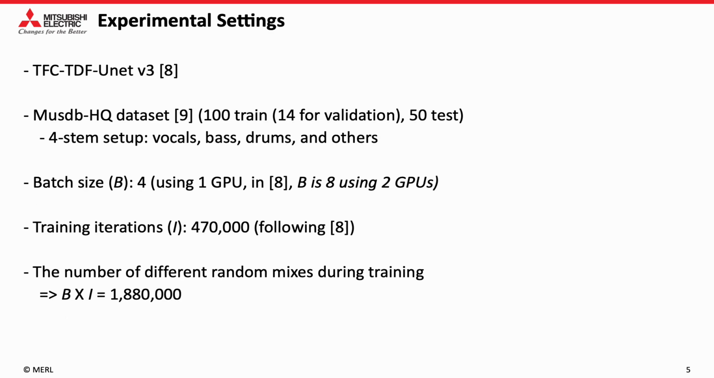Before diving into the experiments, let me explain our setup. Here we use TFC-TDF-UNet version 3, which is one of the winning architectures in last year's Music Demixing Challenge. And we use the MUSDB18-HQ dataset, which is the standard benchmark data in music source separation, and we follow the 4-stem target separation setup. Also, we train models with a batch size of 4 until 470,000 iterations. Thereby, each model will see about 2 million different random mixes during training. This number will be used later, so please keep this in mind.